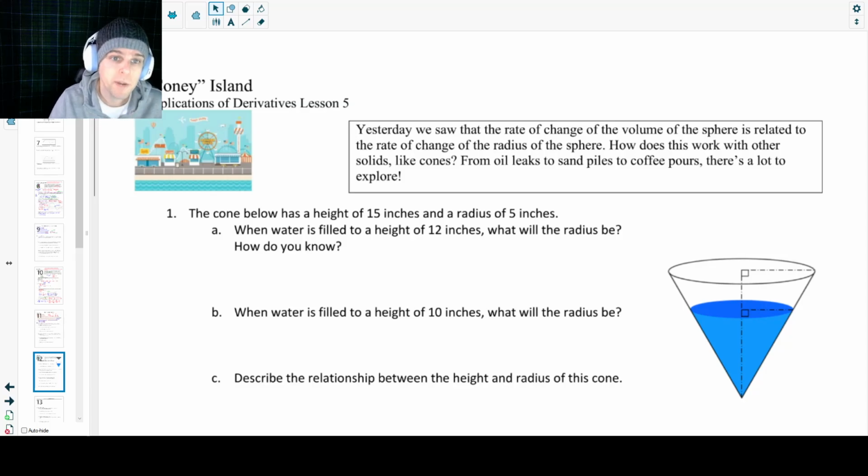All right, welcome everybody. We're going to be doing lesson 5 for the applications of derivatives section here as we continue talking about related rates. We're going to go ahead and just jump right in. We're going to have the same kind of objectives we had previous lesson.